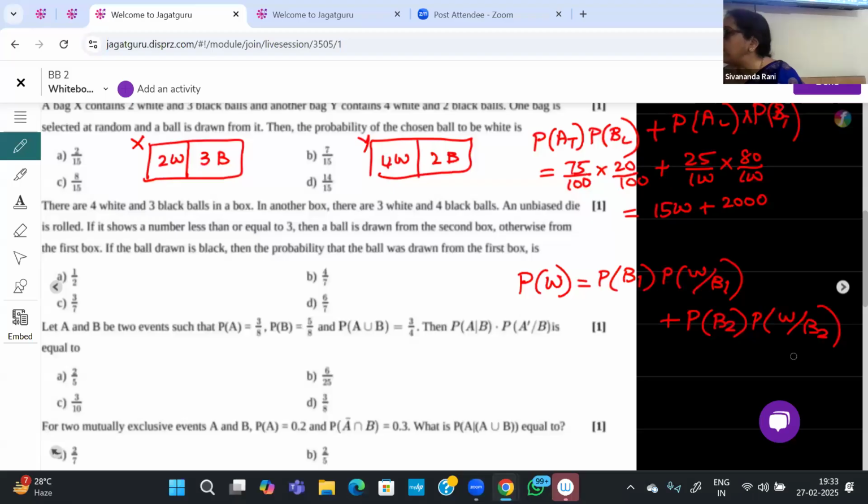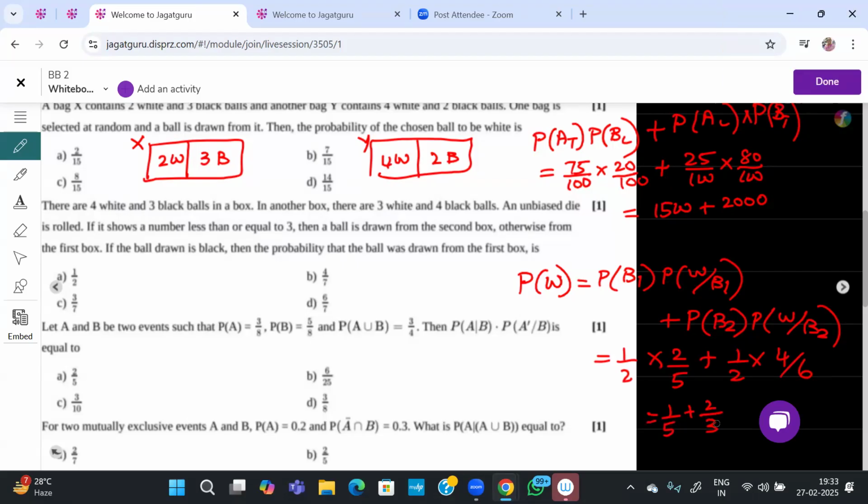Tell me these probabilities. What is the probability of bag 1? 1 by 2. What is the probability of white from bag 1? Very good, 2 by 5. Plus probability of B2, half. What is the probability of white from B2? It is 4 by 6. So 1 by 5. Quickly do the calculations. 8 by 15. Correct. 3 plus 10, 13 by 15. Isn't it? Is there a choice like that?